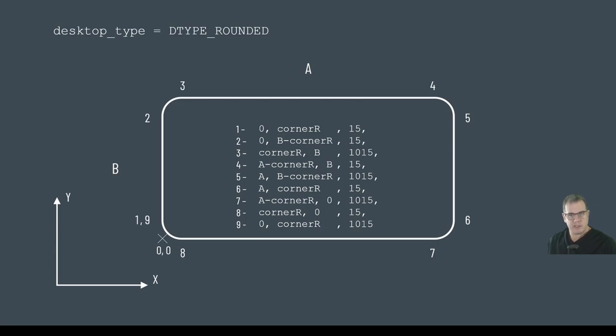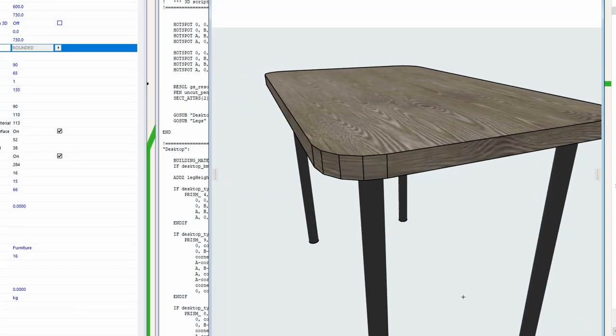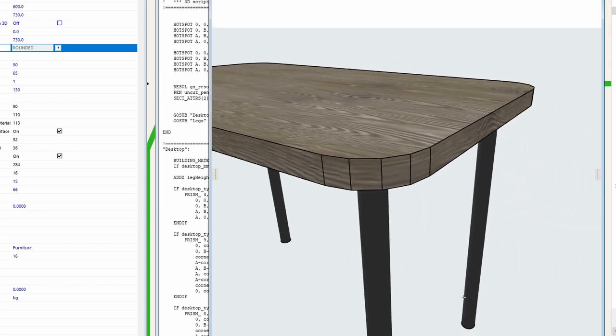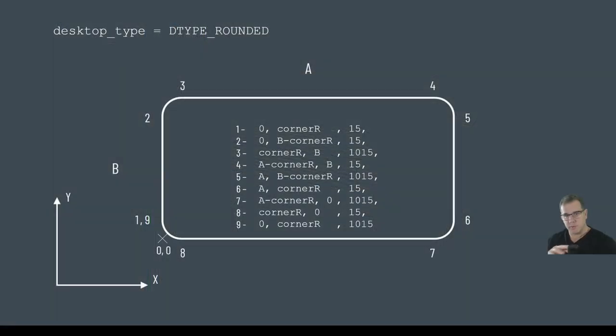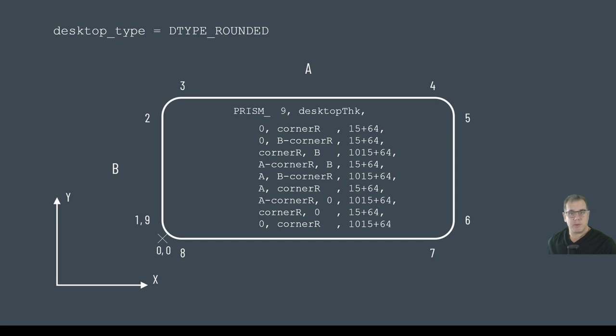Now, if I leave these status codes like this, we'll get lines at every facet of the curve, which is not what we want. We want a smooth curve that still shows an edge when viewed in elevation. In a previous video, I showed how to achieve this by using the status code of 64, like so. Then we have our prism statement with 9 coordinate lines and desktop thick as our extrusion height. So this is our final statement. Let's put it into our script.